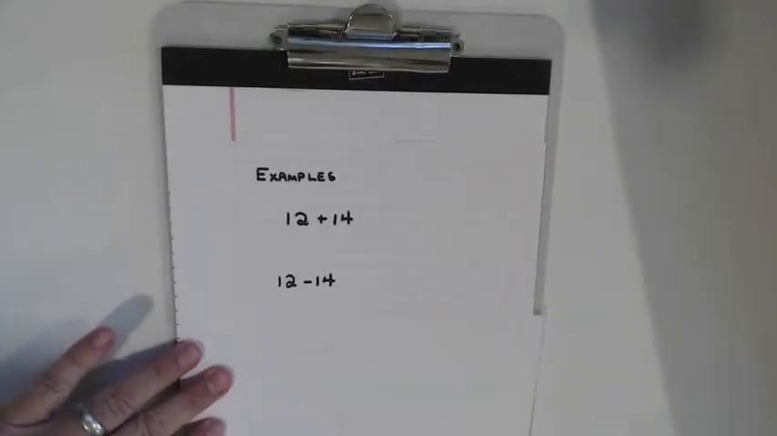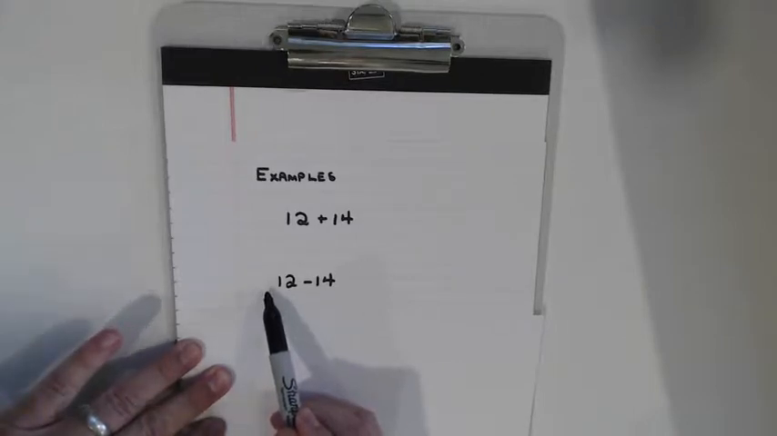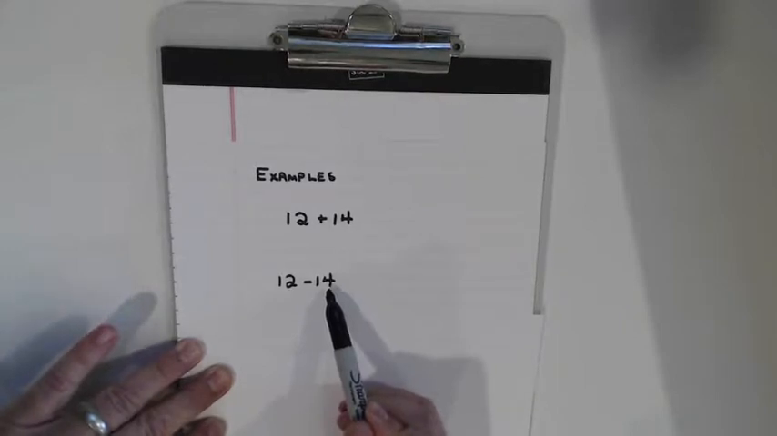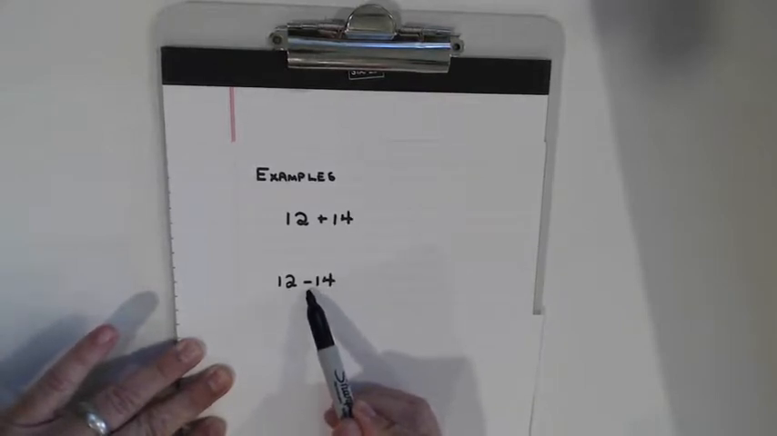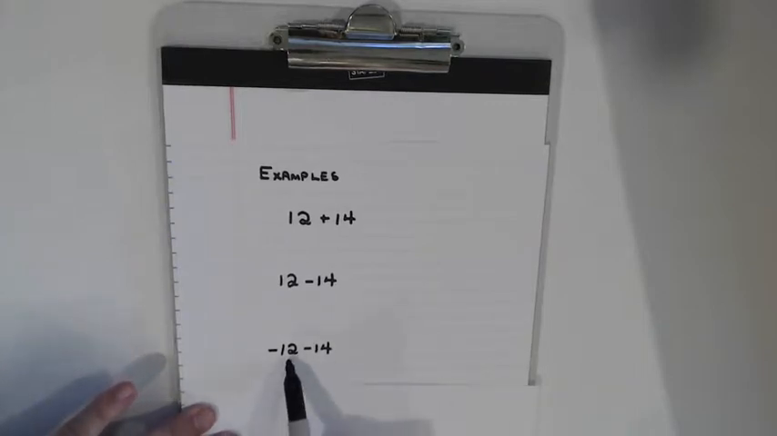I go to this next example. 12, I look in front, there's no sign in front of it. That means it's positive. But look at this 14 right here. I look in front of that 14, there is a negative sign in front of that 14. That means that 14 is negative. This example, this 12, is it positive or negative? Well, I look in front, there's a negative sign in front of it. That means it's negative. This 14 right here, is it positive or negative? It's negative because there's a negative sign in front of it.